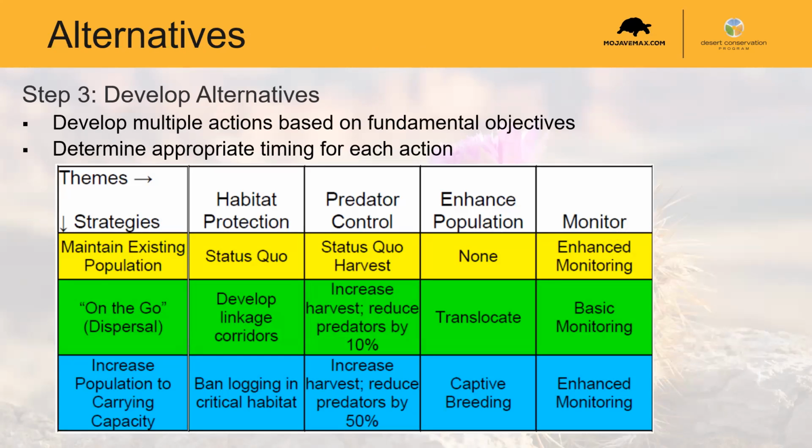So step three is developing alternatives. Develop multiple actions based on fundamental objectives and determine the appropriate timing for each action. What are the possible options to solve this problem? That's basically what we're trying to figure out on this step.